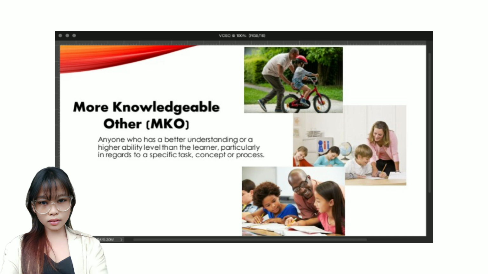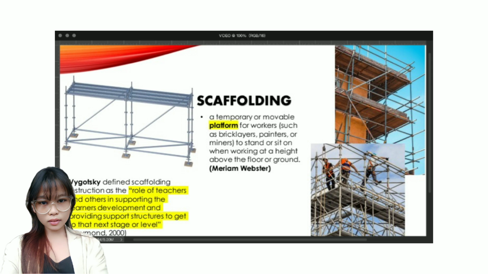The next one is scaffolding. Some of you may have heard of it as a term that applies to big buildings, remodels, and renovations. But as we dig into Lev Vygotsky's scaffolding, you'll understand that scaffolding has to do with child development. Vygotsky defined scaffolding instruction as the role of teachers and others in supporting the learner's development and providing support structures to get to that next stage or level.